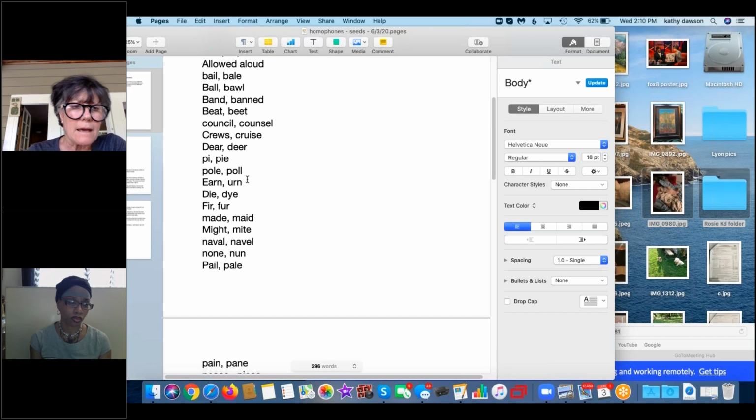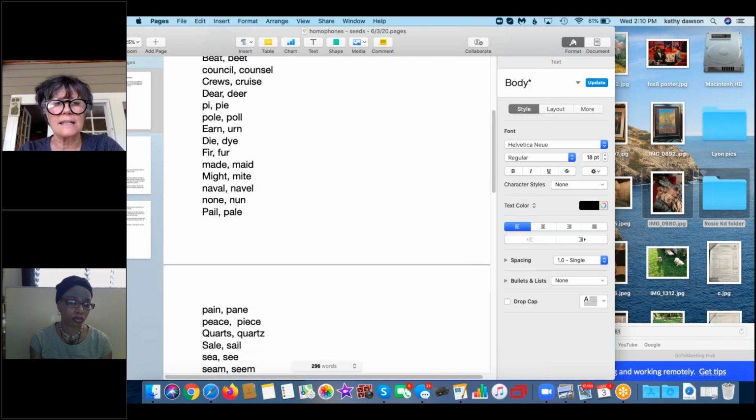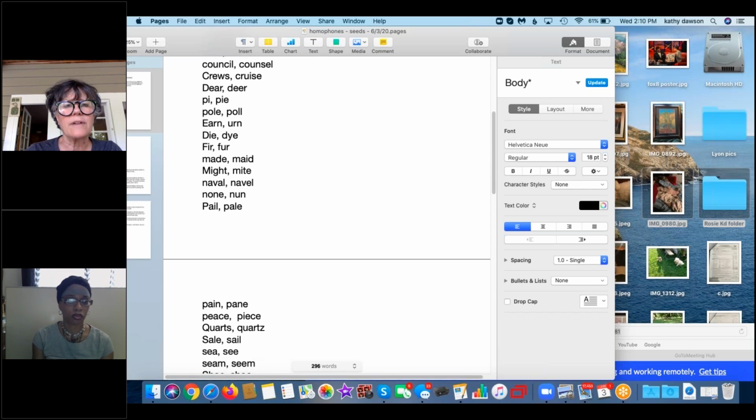Here's one, fir and fur. Fir, F-I-R, is a type of tree. It's an evergreen. F-U-R is fur, like the fur of an animal. So you're noticing, again, these are spelled differently, sound the same, and have different meanings. So they're a type of homonym.